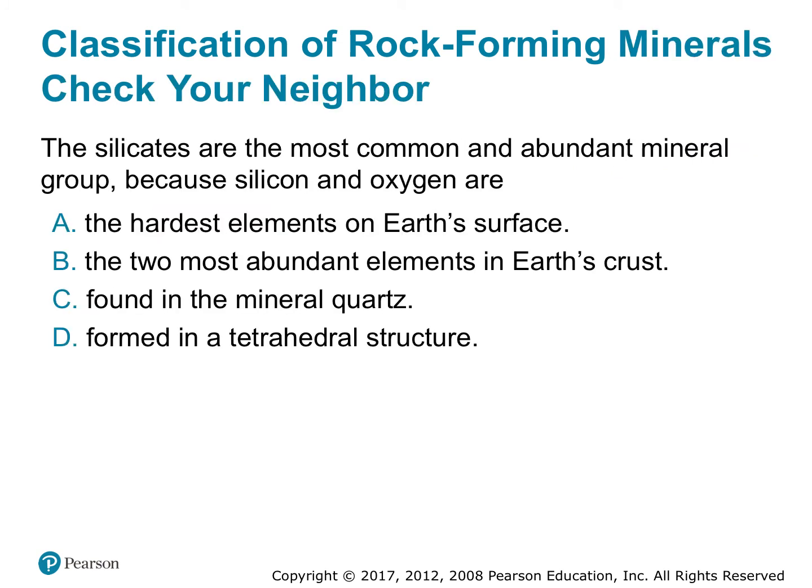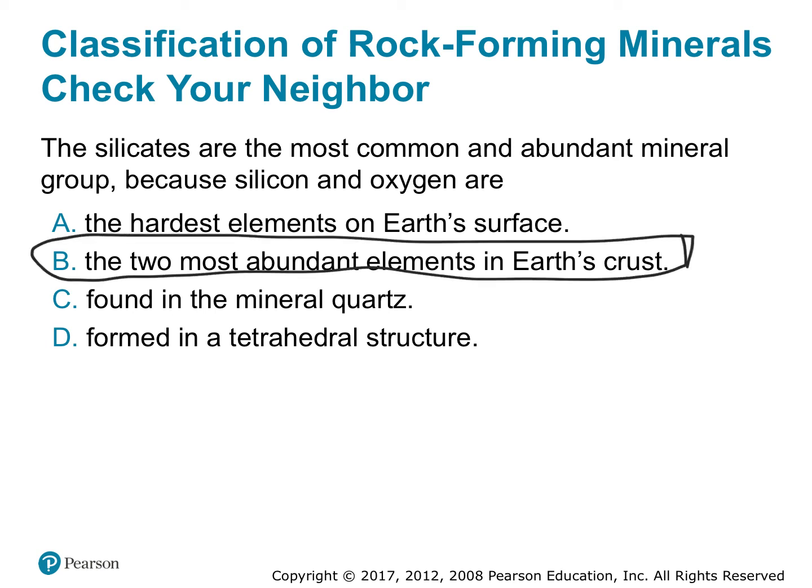So let's check our understanding. The silicates are the most common and abundant mineral group because silicon and oxygen are the hardest elements on the Earth's surface. I don't think that makes sense. Oxygen is typically a gas. It's not a hard surface. The two most abundant elements in the Earth's crust, I think we've seen that already. These other two don't really have anything to do with why they're the most common. So I think our answer is going to be B. It is the two most abundant elements in the Earth's crust.